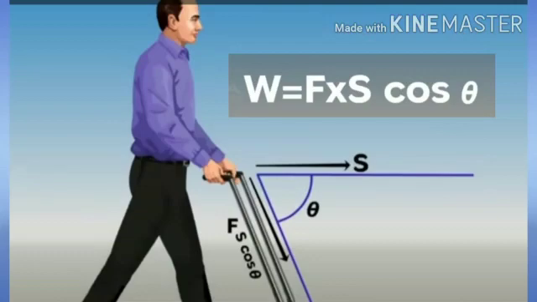A body does not always move in the direction of applied force. A body can also move at an angle with the direction of applied force, which is seen in this figure. In such a case, we will consider the component of displacement in the direction of force as S cos theta, where work done W is equal to F multiplied by S cos theta.